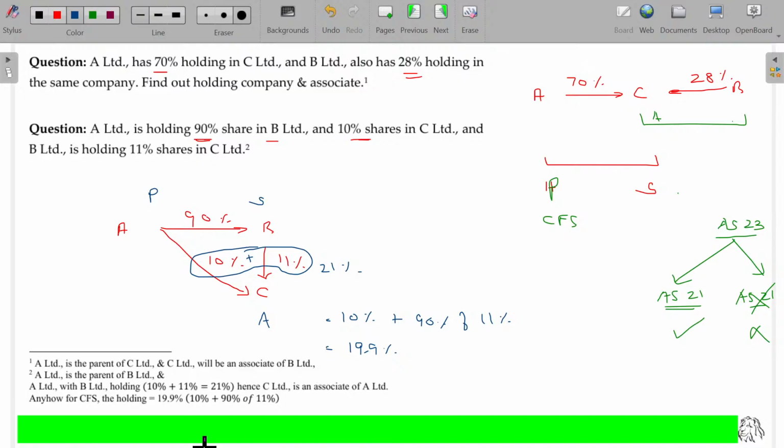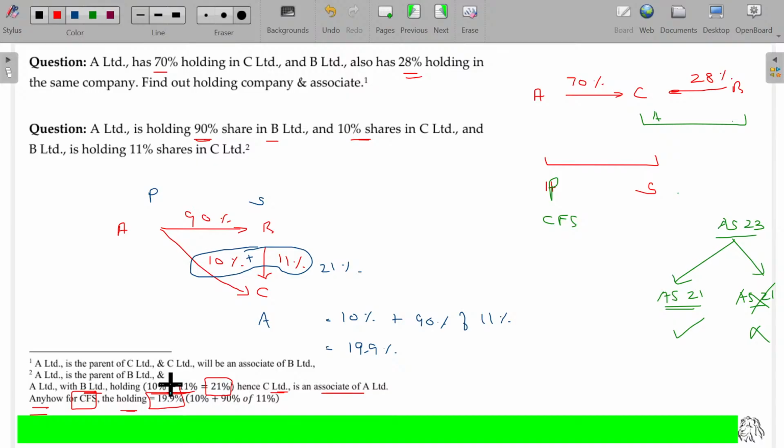For verification whether it's an associate or not, directly add these two numbers. For the consolidation purpose, you have to consider only 19.9%, because another 10% and 11% is held by the outsiders, maybe minority interests. A Limited with B Limited holding 10 plus 11%, that is 21%. Hence, C Limited is an associate of A Limited. Anyhow, for the CFS purpose, the holding is only 19.9%. For the verification of associate or not, you have to add these two.